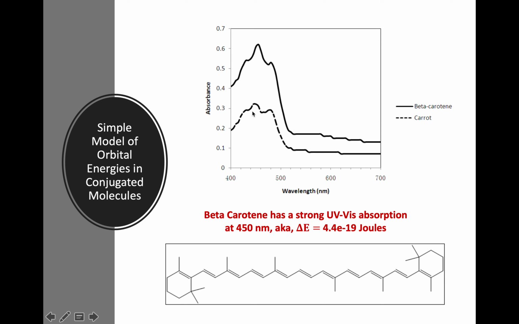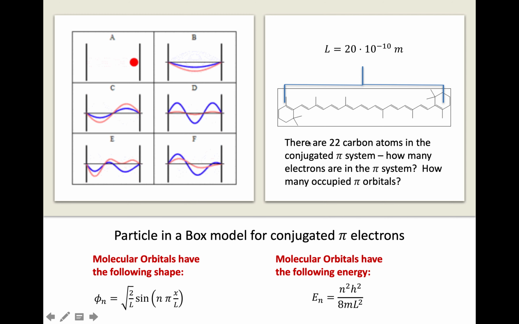This is a pigment molecule. It's what's responsible for making things like squash and pumpkins and carrots, of course, and many other vegetables, and even salmon, in fact, have an orange color. Okay, so it's a very common pigment molecule found in nature, and it has a huge conjugated pi system. So in fact, there are 22 carbon atoms in this pi system.